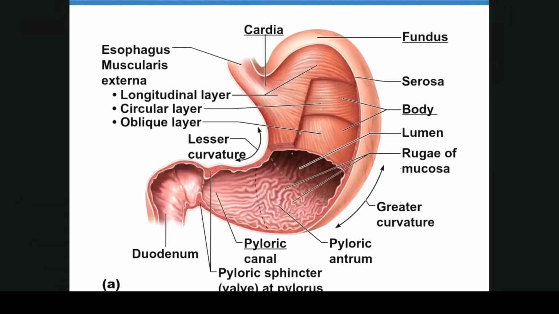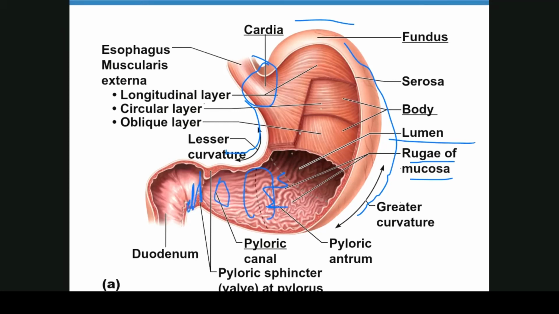Okay, layers of the stomach, and this is dissected out. This is a fundus here. This area is the cardia. The inside is always called the lumen of any organ. These are rugae of mucosa. Rugae are little folds, and that allows it to stretch. Lesser curvature, greater curvature. This is a pyloric antrum, the pyloric canal. This is a pyloric sphincter.